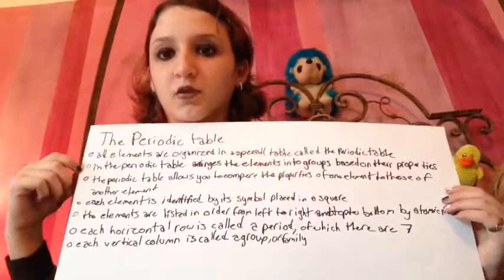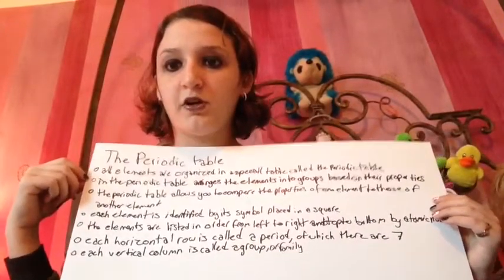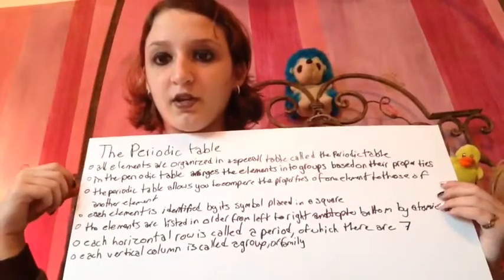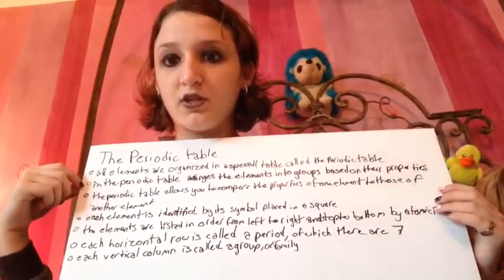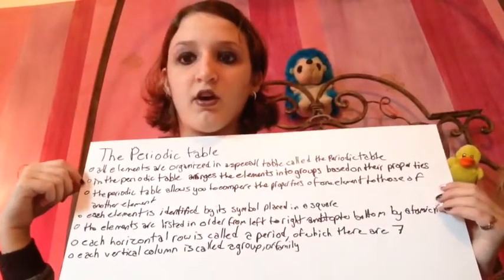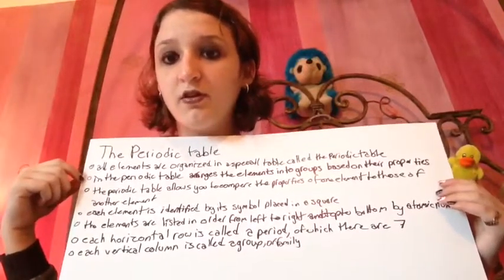The periodic table. All elements are organized in a special table called the periodic table. The periodic table arranges the elements in groups based on their properties. The periodic table allows you to compare the properties of an element to those of another element.